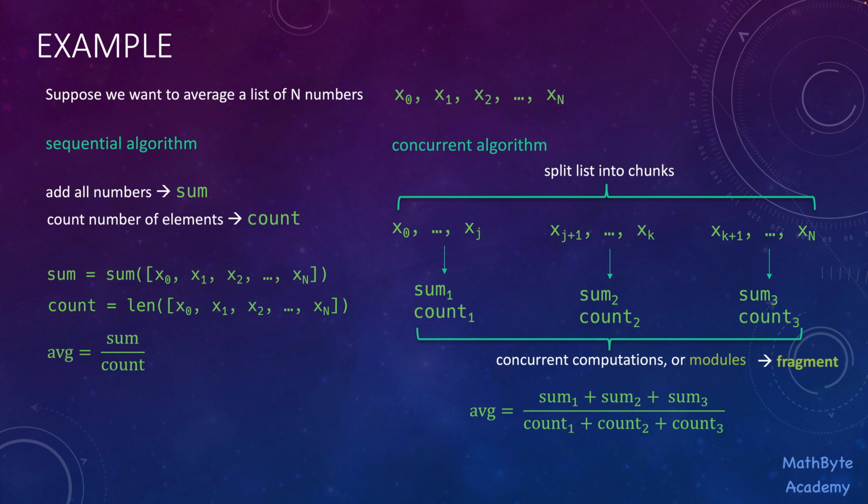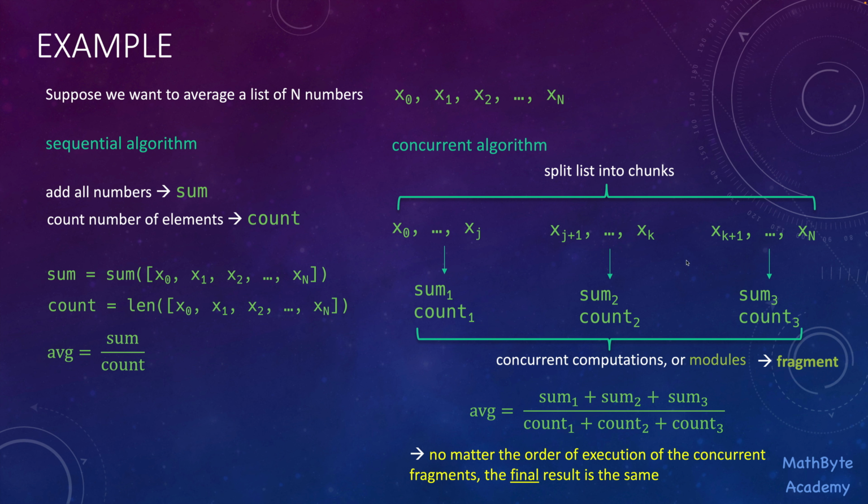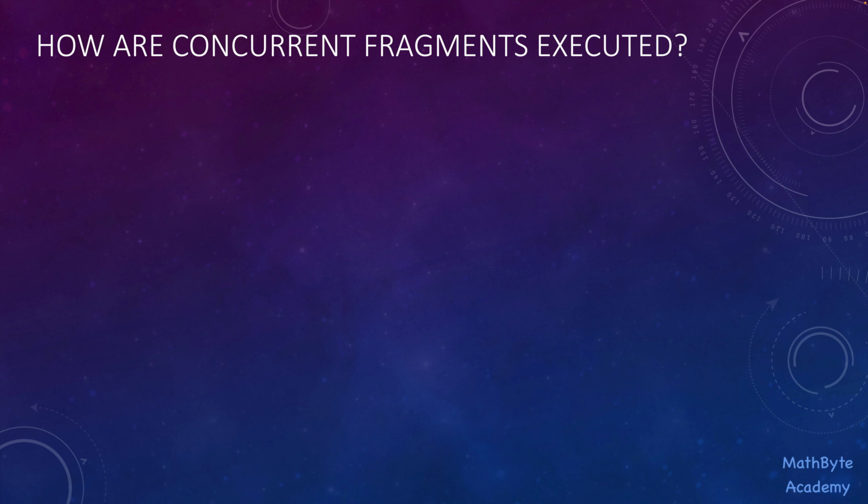Concurrency doesn't say anything about how this is going to be executed. And the important thing here is that no matter the order of execution of the concurrent fragments, the final result is still the same. So it doesn't matter if we execute this fragment, then this fragment, then this fragment, or a different order, we'll still arrive at the correct final average in the end. And that's really important. So now we know what concurrency is, but how are concurrent fragments executed?